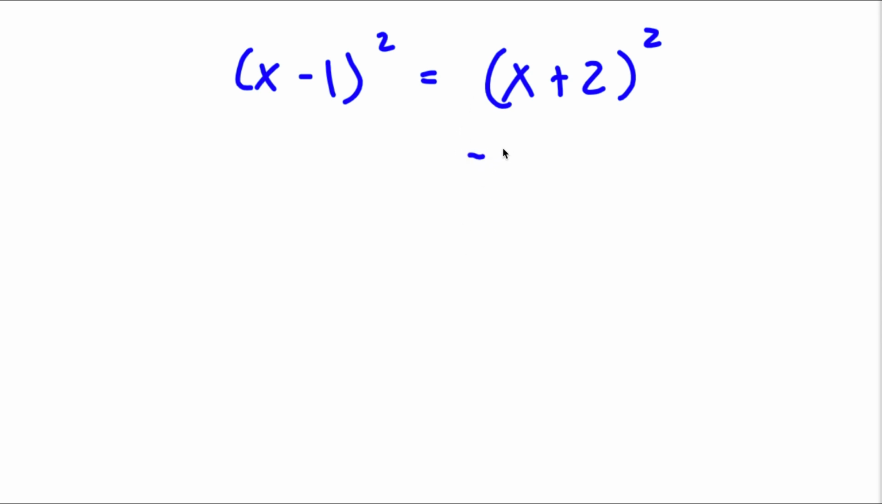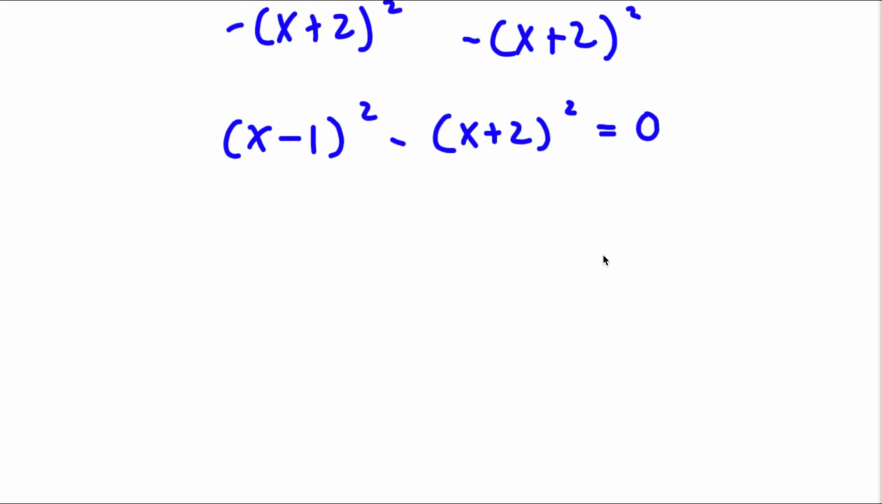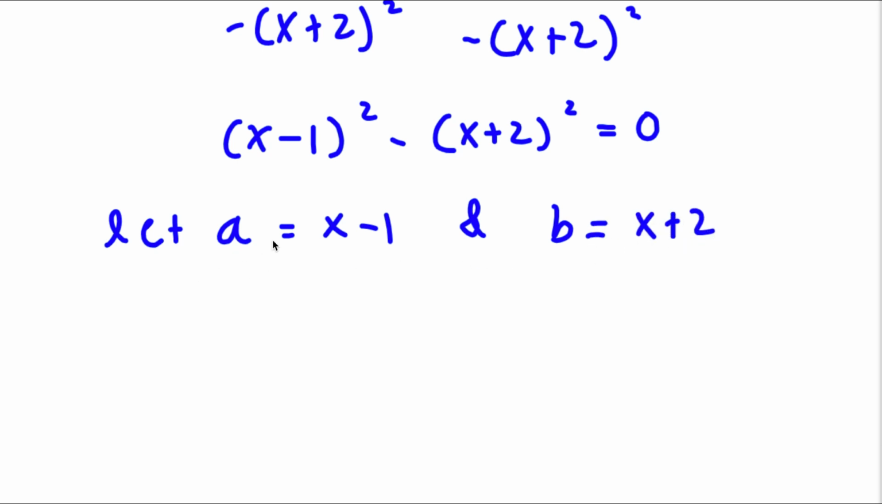Alright, so I'm first going to start by subtracting (x + 2)² on both sides. So now I have (x - 1)² - (x + 2)² is equal to 0. Now I'm going to let a equal x - 1 and b equal x + 2. So now if I substitute in the values of a and b, I get a² - b² is equal to 0.